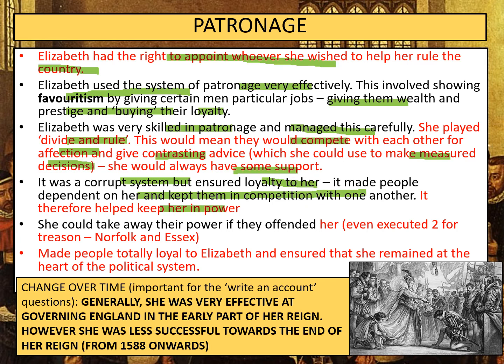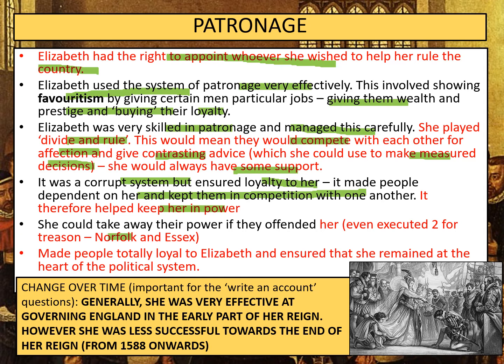in power. Now, she was also very harsh with people and wasn't afraid of showing if somebody had displeased her. For instance, there were some people that had displeased her that ended up in the Tower of London, and she even executed 2 of her Privy Councillors for treason.